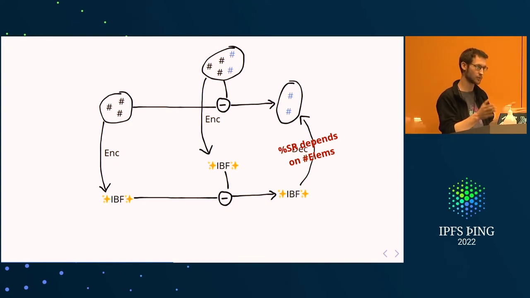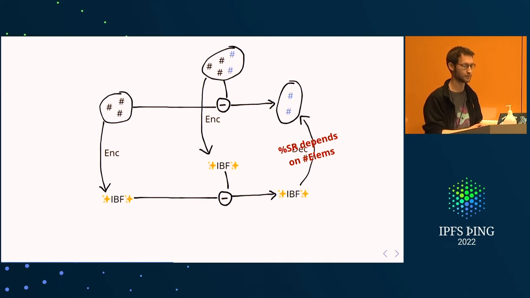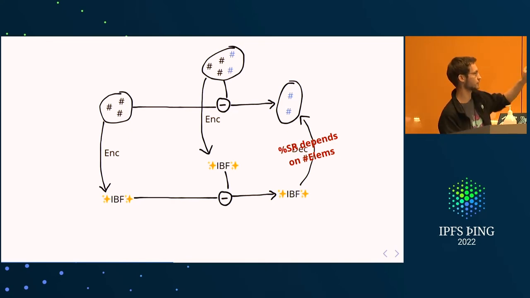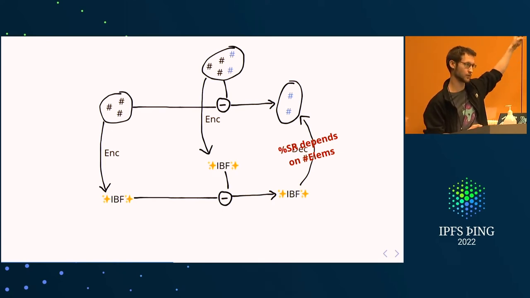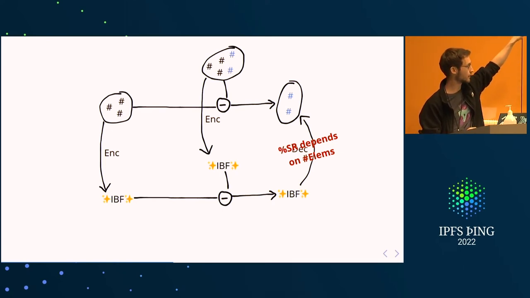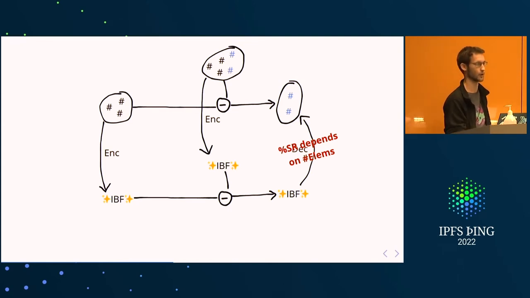But that is tunable by the parameter, and that's the size of the Bloom filter. But the interesting thing is, the failure rate depends on the size of the set you want to reconstruct, not of the size of the sets you used in the very beginning here at the top. And so the Bloom filter size depends on the size of the difference of your sets, which is the whole magical thing.